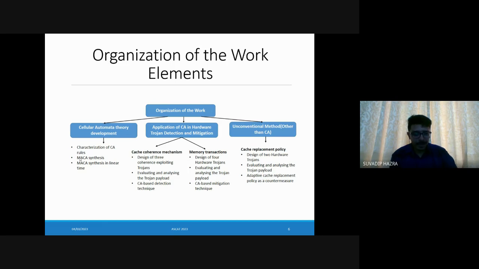In the case of hardware Trojan insertion, we have considered three potential areas. The first one is the cache coherence mechanism. The first hardware Trojan model will affect the cache coherence mechanism of a system. The next one is the memory transaction inducing hardware Trojan. For these two hardware Trojan models, we have considered a cellular automata-based solution to detect and mitigate the Trojan. And the last one is the cache replacement policy affecting hardware Trojan. This will affect the replacement policy of a cache system. And for this one, we have developed a mitigation technique, that is, an adaptive replacement-based solution.